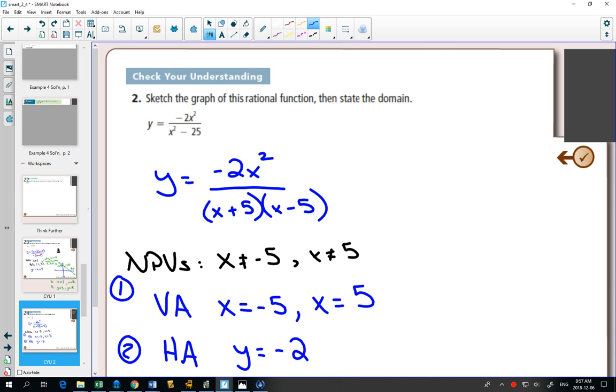Again, if you look at the highest degree is the x squared and they're the same. How many x squareds are there in our numerator? Negative 2. How many x squareds are there in our denominator? 1. Ignore everything else. Because when x gets really, really big, that minus 25 is not going to be much of an issue. And that simplifies just to be y equals negative 2.